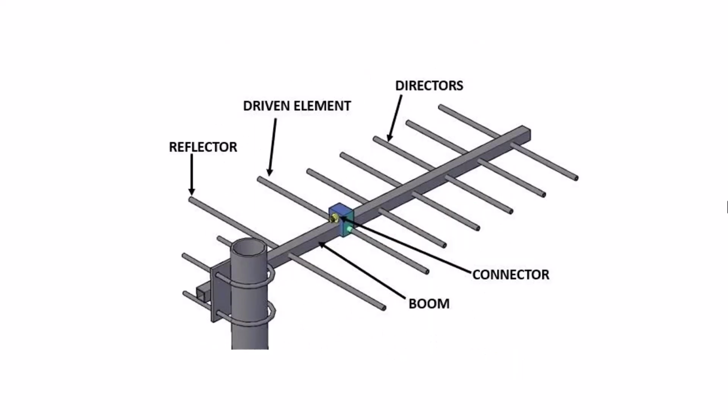The next question is, what is the primary effect of increasing boom length and adding directors to a Yagi antenna? Well, if you make a longer boom and add more directors, you're going to increase the gain. So the answer is the gain increases.